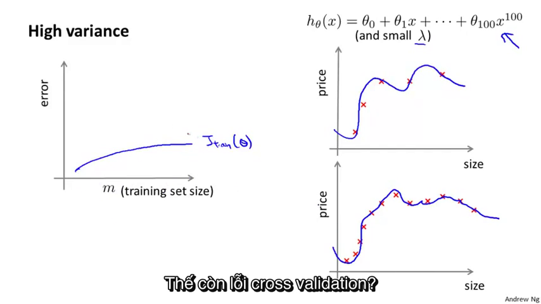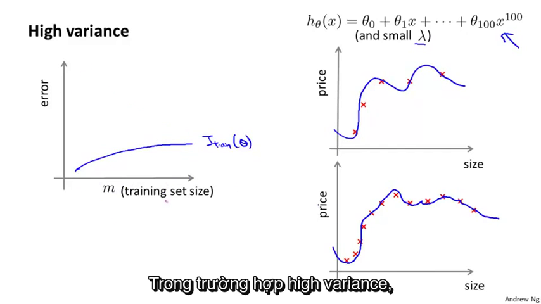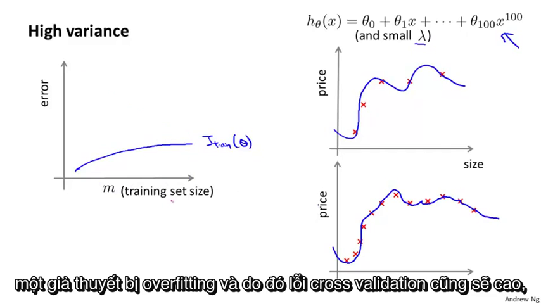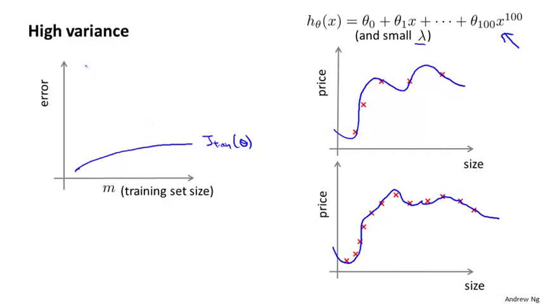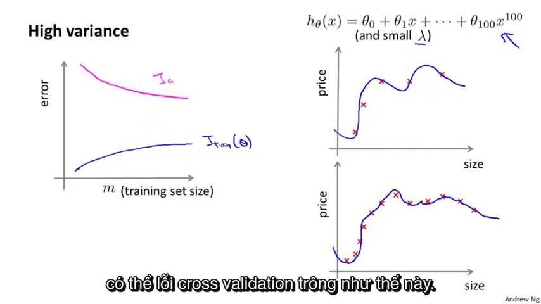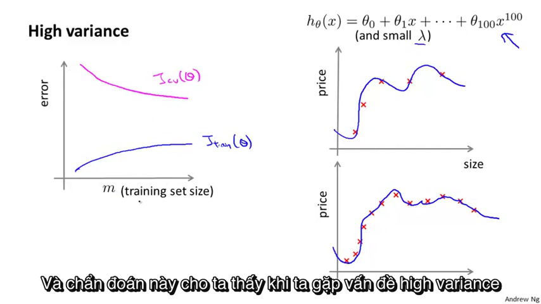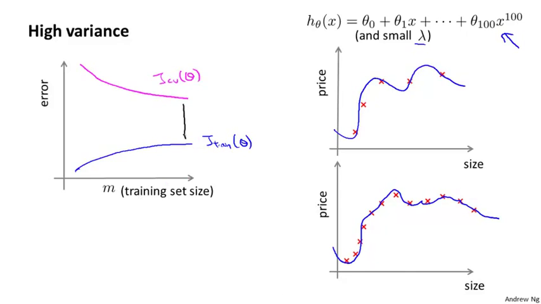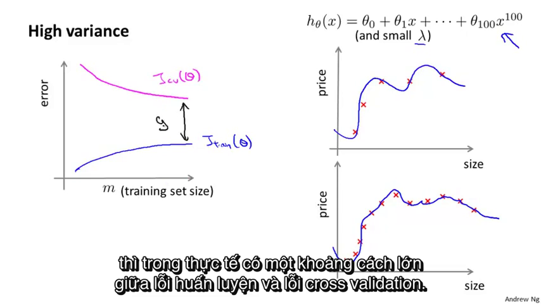Now, how about the cross-validation error? Well, in the high variance setting, our hypothesis is overfitting, and so the cross-validation error will remain high even as we get a moderate number of training examples. And so maybe the cross-validation error may look like that. And the indicative diagnostic that we have a high variance problem is the fact that there's this large gap between the training error and the cross-validation error.